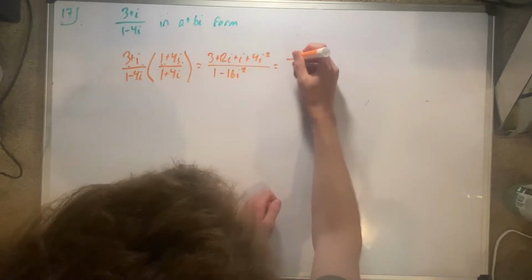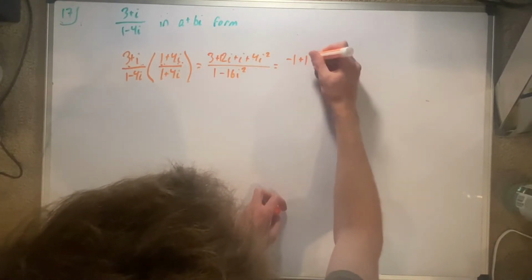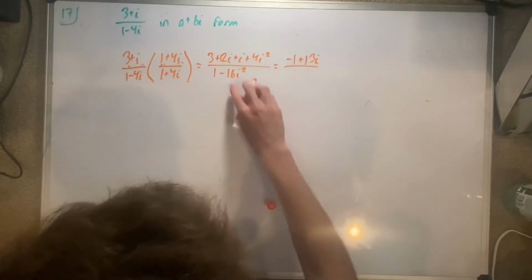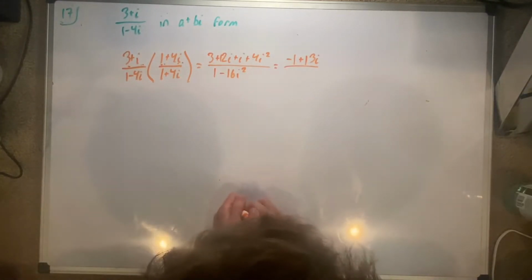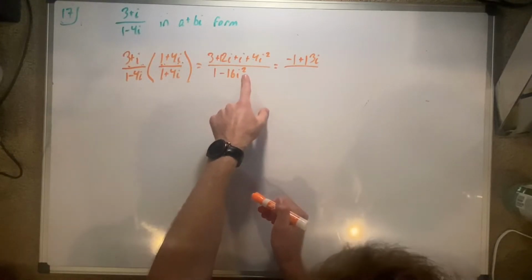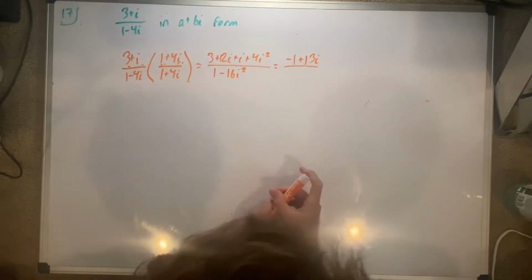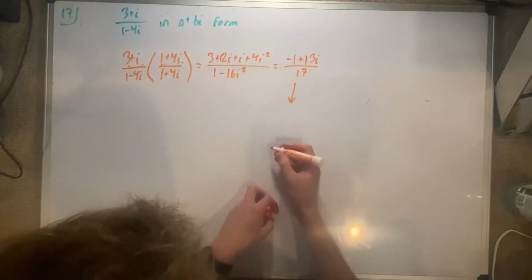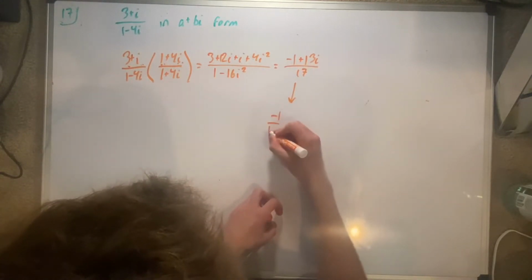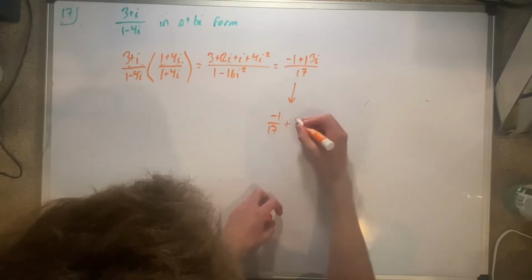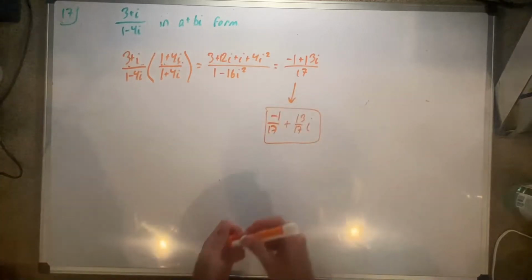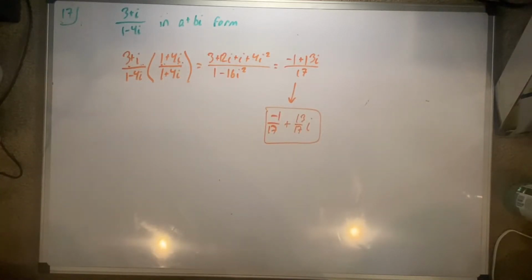So we will do negative 1 plus 13i all over 1 minus 16i squared. So i squared would be negative 1, so that would be 1 plus 16, all over 17, which means that our answer will be negative 1 over 17 plus 13 over 17 i. And that is our answer in a + bi form.